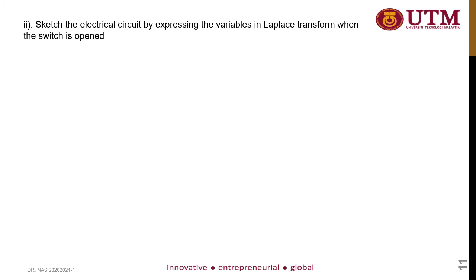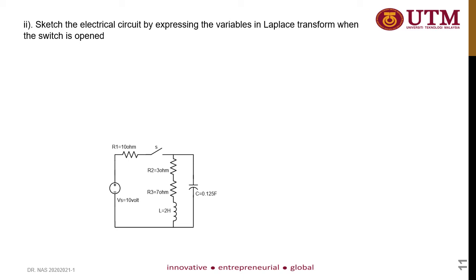Okay, next question. Sketch the equivalent circuit by expressing the variables in Laplace transform when the switch is open. Okay, so in the earlier state, the switch is closed at t less than 0. So that's a complete circuit, and the current flows over the components, including the inductor and the capacitor. And later at t equal to 0, the switch is open.